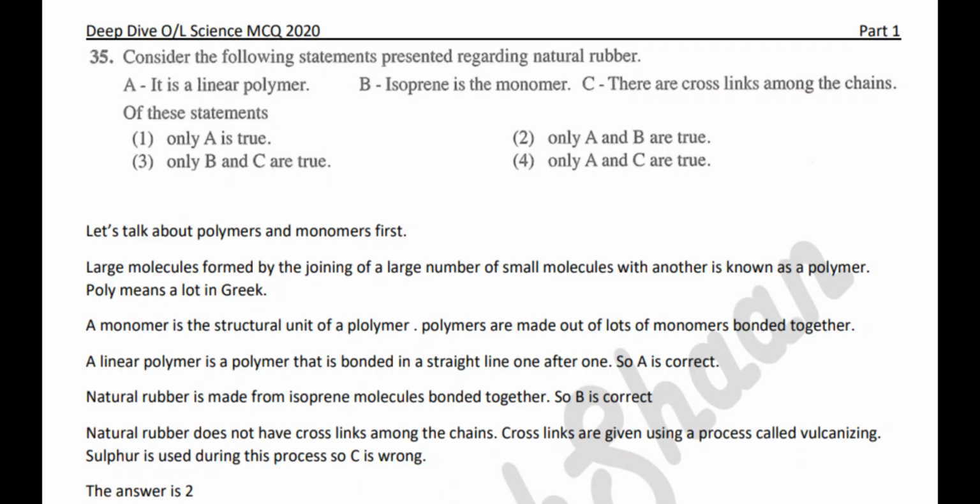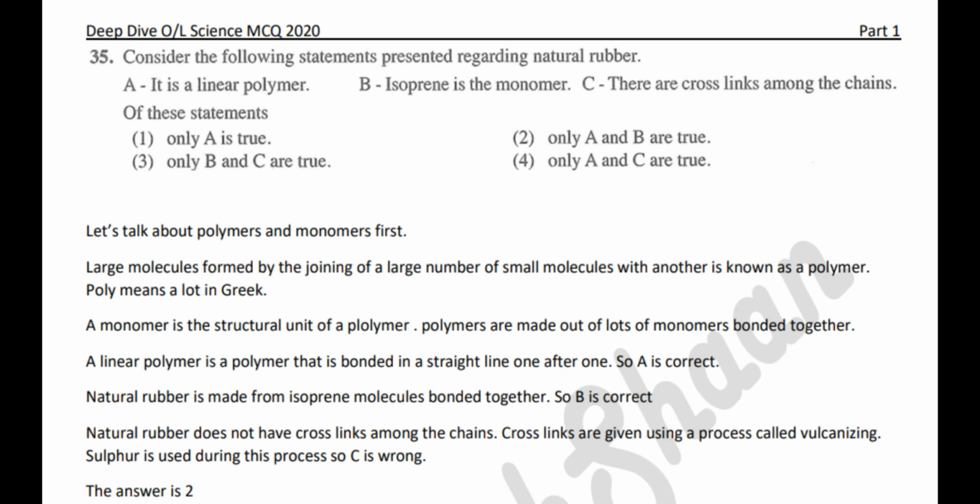Large molecules formed by the joining of a large number of small molecules with one another are known as polymers. Poly means a lot in Greek, like a lot of little things. They get together to make a big thing. They bond together. A monomer is the little thing. Okay, monomer is the structural unit of a polymer. Polymers are made out of a lot of monomers bonded together. Mono means one in Greek.